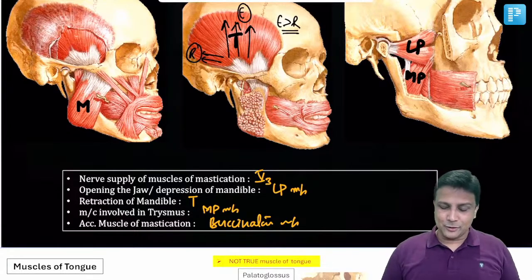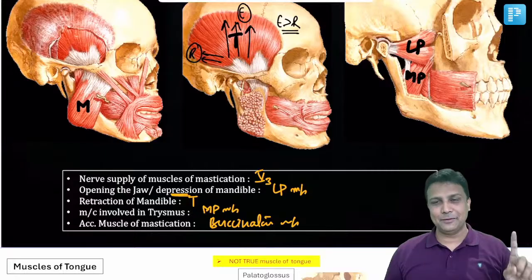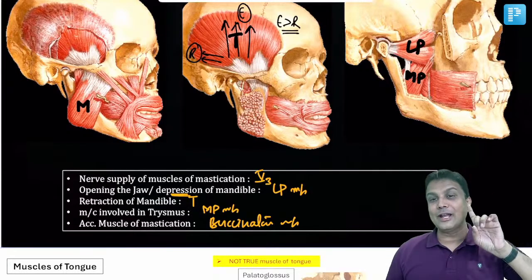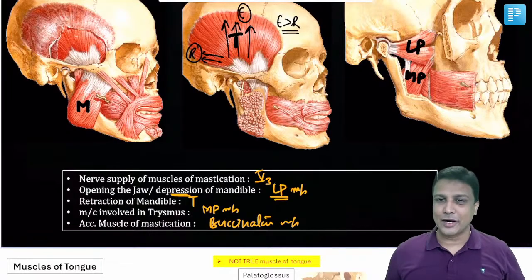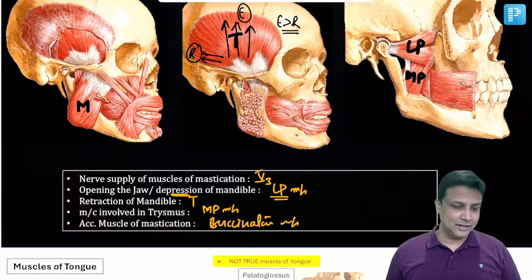Now here, don't think that Azam sir told about the depression of the mandible, he did not tell about elevation. Remember, for depression of the mandible, only one muscle is required, that is lateral pterygoid. The rest, all the 3 muscles, are required for elevation of the mandible. In this manner, you're actually going to remember this one.